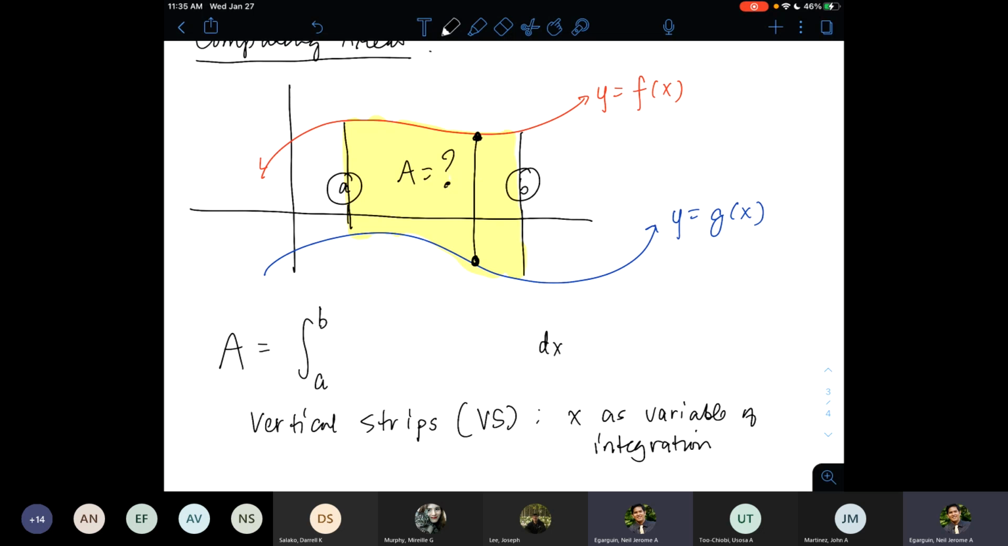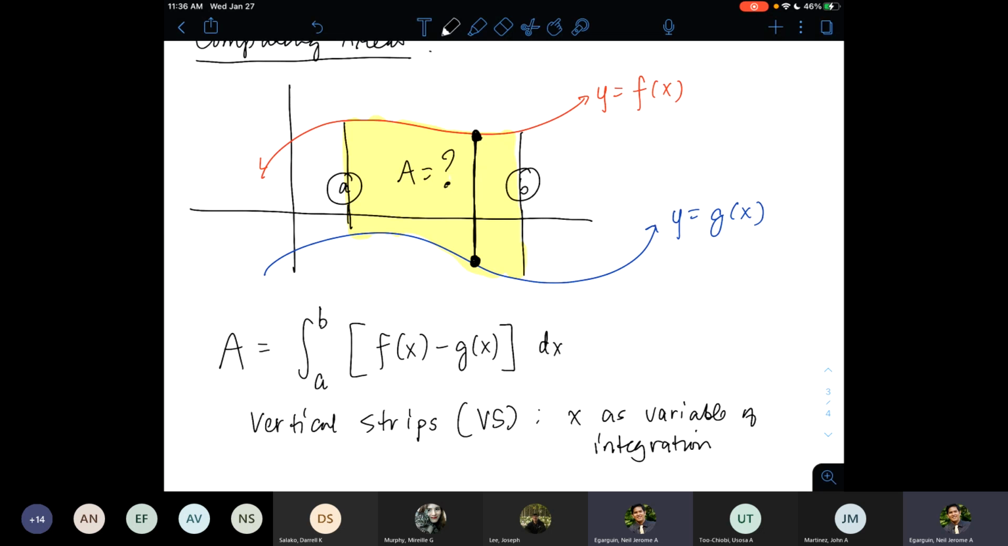All right. And then what would be the integrand? The integrand supposedly is the height of the vertical strip. And how do we compute the height of the vertical strip? The height of the vertical strip would be just the upper function minus the lower function. So basically here, the integral would be f of x minus g of x. And you evaluate this integral, whatever the answer is, that would be the area of the shaded region.